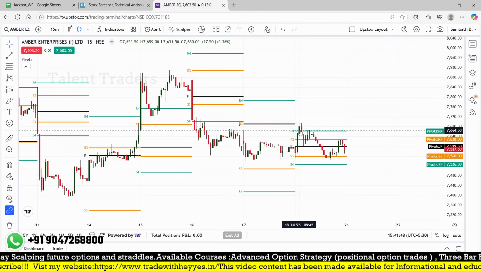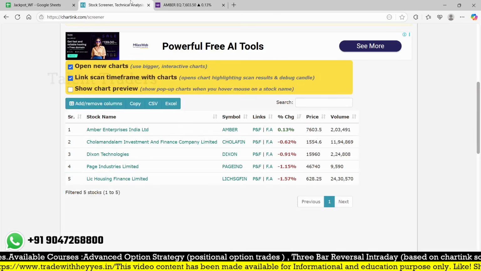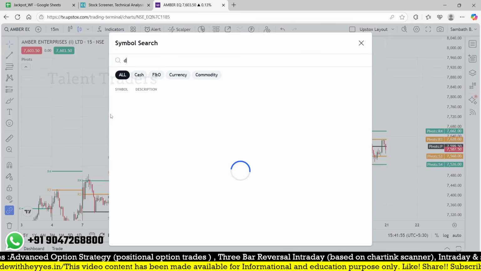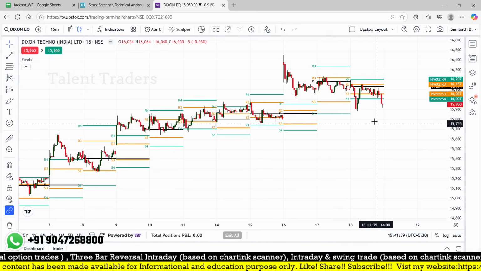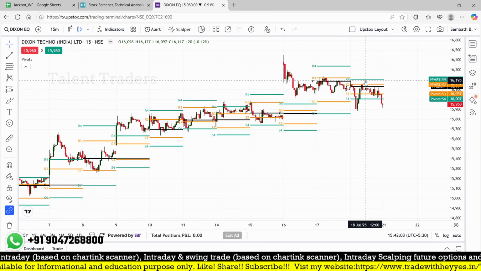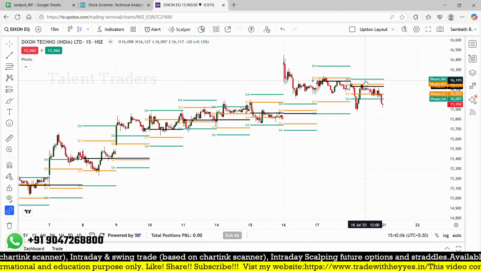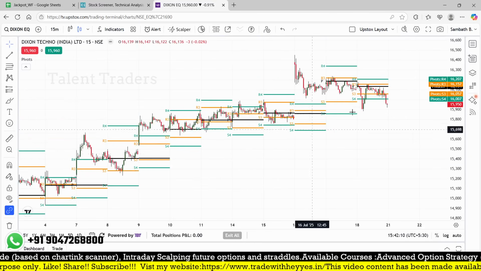So in this case it broke, and maybe you keep a stop loss at the close in the middle. One more stock, Dixon. It's working on equity. It is an inside day, it initially breaks maybe, and if it is an inside level, the higher R4 and S4 levels would be very narrow. So that is the reason we will find such kinds of stocks.